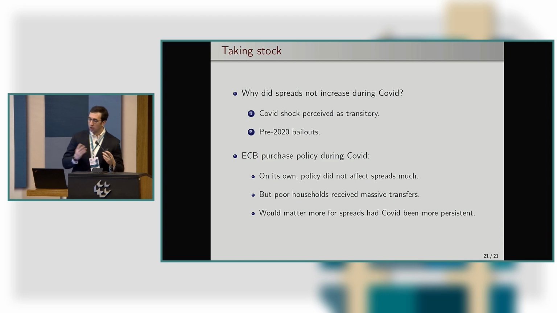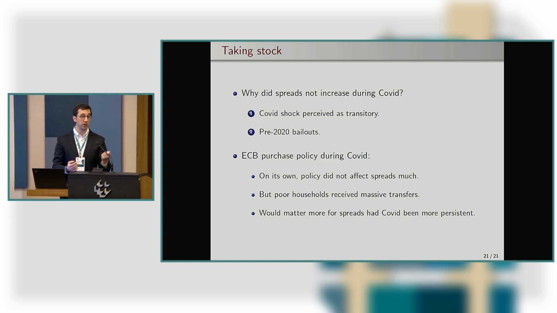So we have this question: why didn't spreads increase during COVID? Why didn't the dog bark in a case where we would always expect it to bark given history? Here we find two important pieces. One of them is general: this shock was perceived as relatively transitory. Another is more specific to Greece and has to do with this debt composition issue. We find that these purchases did not affect spreads so much along the path where it turned out this shock was perceived as pretty transitory.